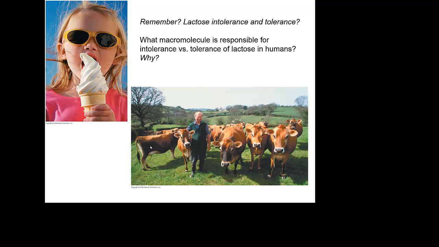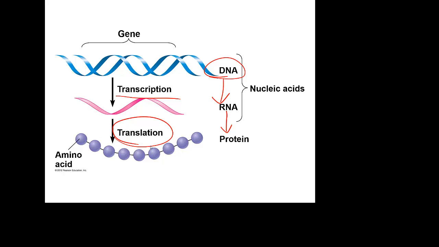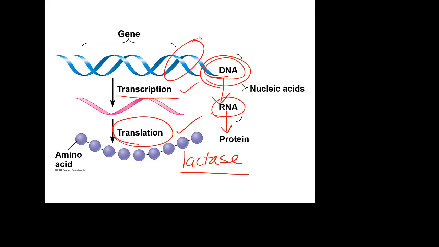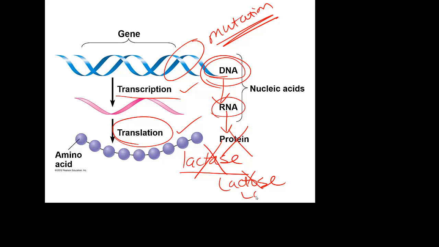If you can't build lactase, the enzyme, if this is lactase, it's not, it's too small. But if this was lactase, if you can't build this, what might have gone wrong? Well, maybe the RNA is bad. Maybe the DNA is bad. Maybe the process is bad. But most of the time what we see is there's some mutation in the gene that stops the protein from being formed. You don't form lactase. You can't break down lactose. Now you're lactose intolerant.